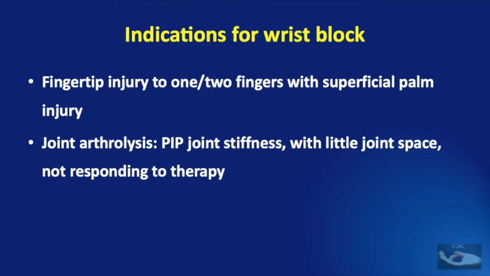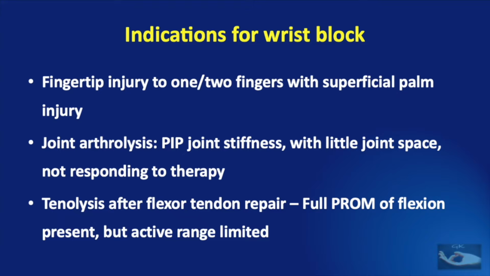In these conditions, the joint has to be released and at the same time the active movements must be tested on the table. Similarly, when there are adhesions after flexor tendon repair, the full passive range of movement is present and the active range is limited. We need to release these adhesions and we also need to test intraoperatively the range of active motion that has been achieved.